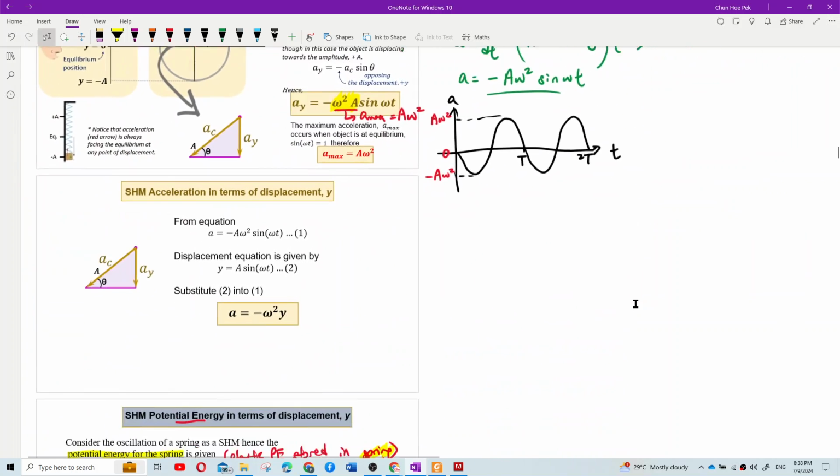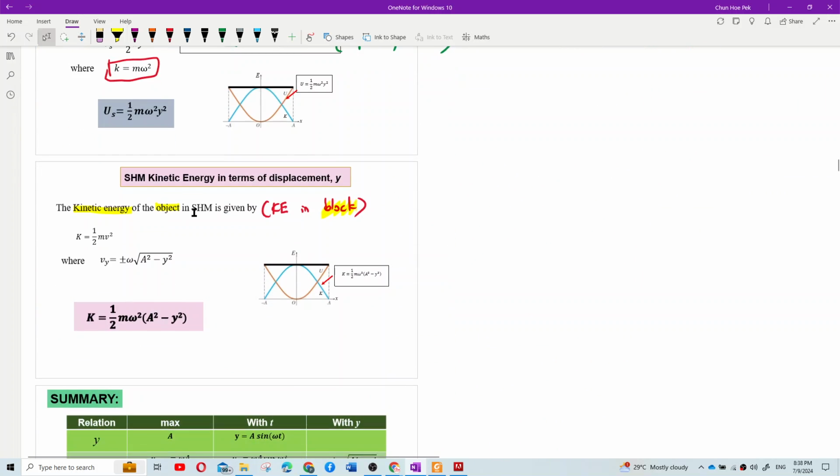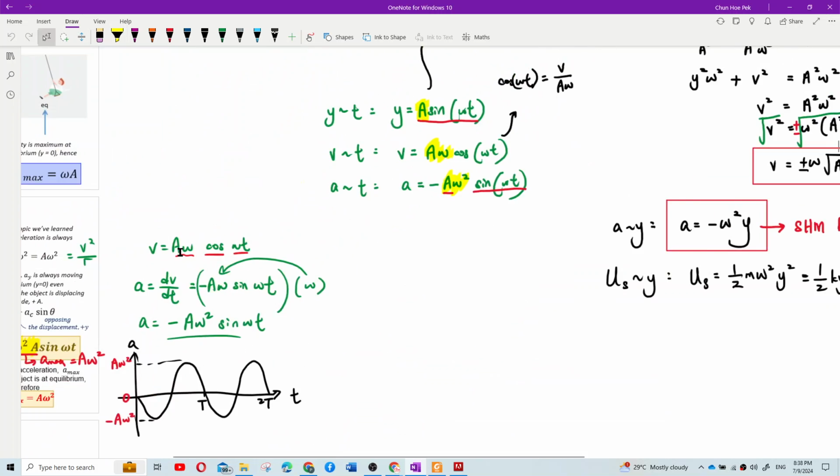Now the next formula is the kinetic energy. The kinetic energy of the block is half mv squared. Remember the kinetic energy. And the v versus y formula is plus minus omega square root of A squared minus y squared. This is the formula that we derived just now.